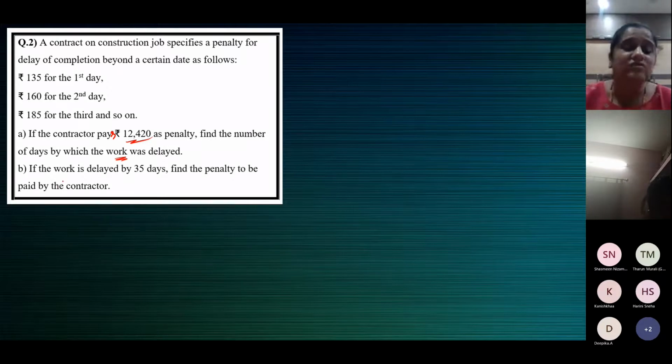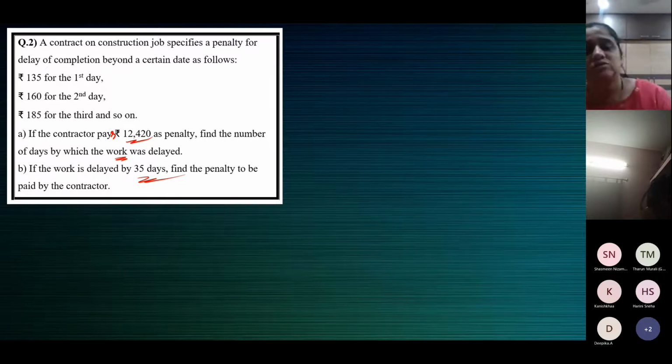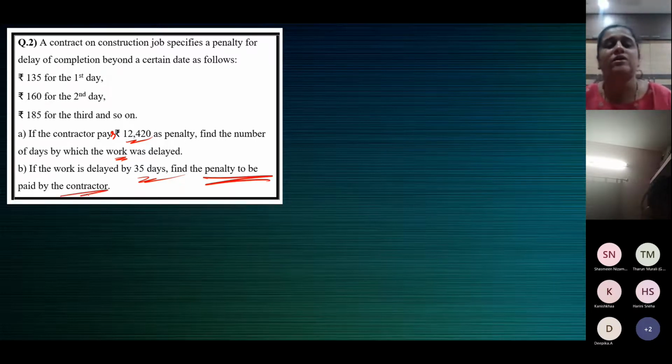And the second part is, if the work is delayed by 35 days, so November has 30 days. The whole of November, you don't finish. And by the evening of December 5th, you finish the work. So 30 days in November and 5 days in December. You were supposed to hand it over on October 31st. But you could finish it only on December 5th, which means you have delayed the work by 35 days. So if you delay the work by 35 days, what is the penalty paid by the contractor?